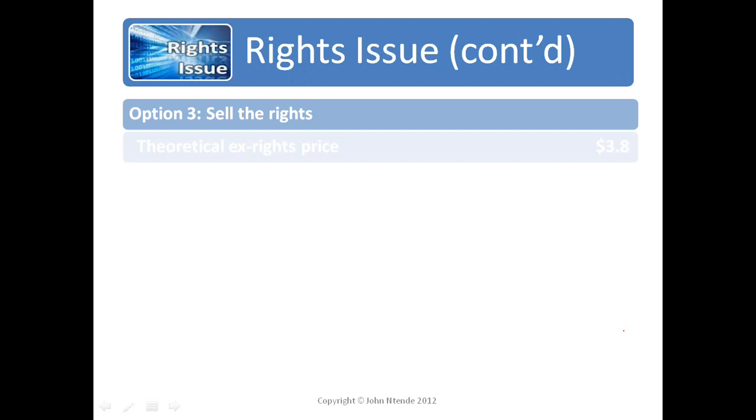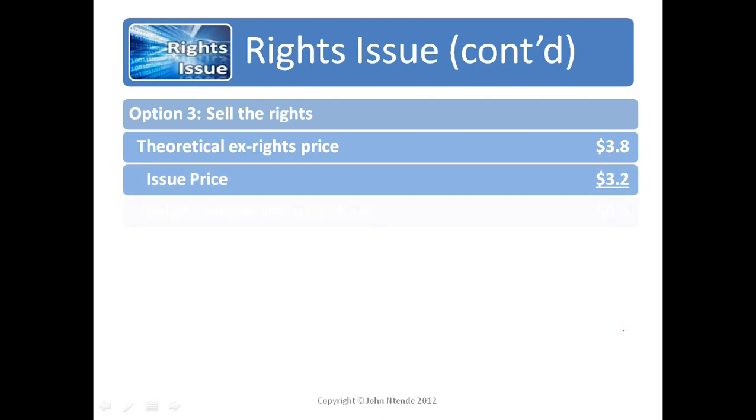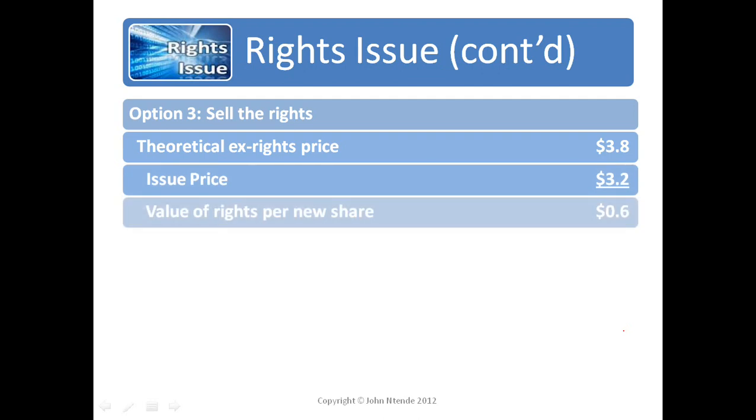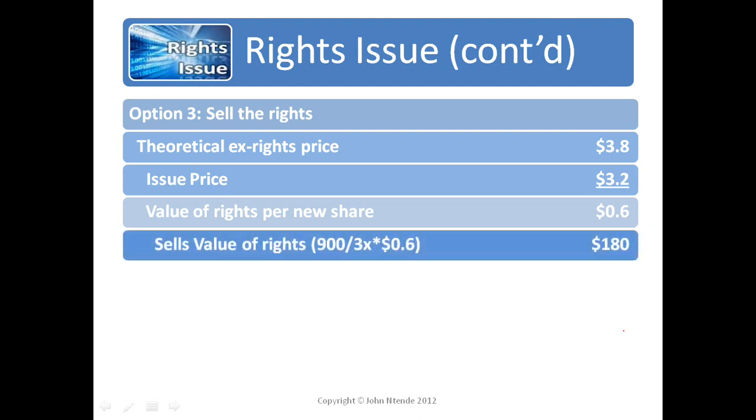Now we need to know the value of the rights. So the theoretical exercise price was 3.8. The issue price was 3.2. That means the value of the rights per new share is 0.6. So 3.8 less 3.2 is 0.6. So the sales value of the rights. Now remember, for every 3 shares held, we're given 1 new share. So the new shares are 900 divided by 3. Each is costing 0.6, which gives us 180.